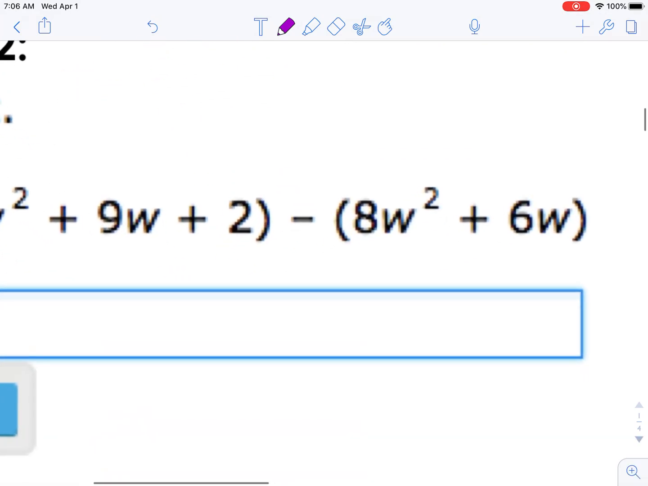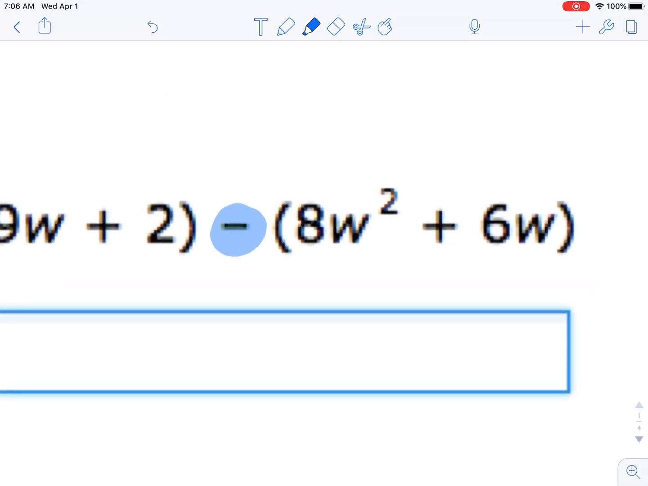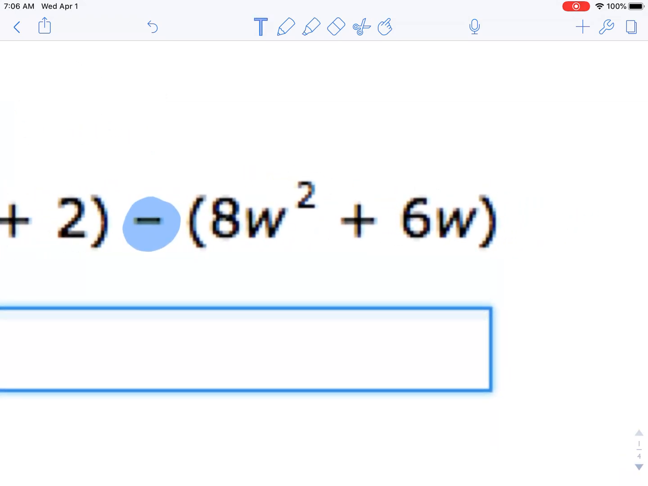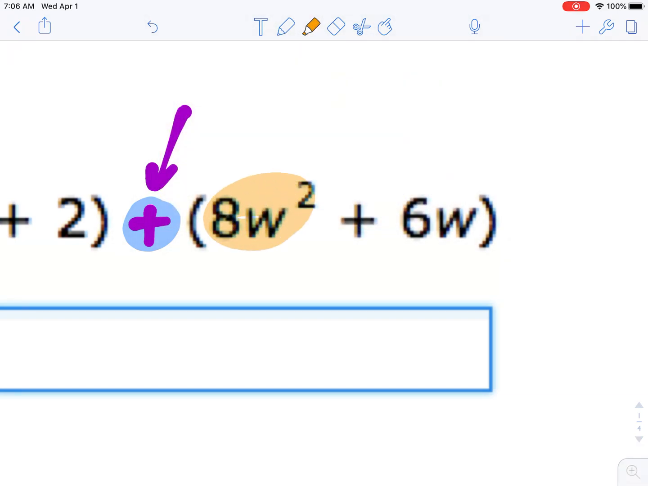In our next problem, it has a subtraction sign. With the subtraction sign, it's very important that the parenthesis after the subtraction sign gets changed to the opposite. So you're going to change your subtraction sign to a plus, and then the other terms in the parenthesis after become the opposite. So if that's a positive 8, it becomes a negative, and then if this is a positive 6, it becomes a negative.